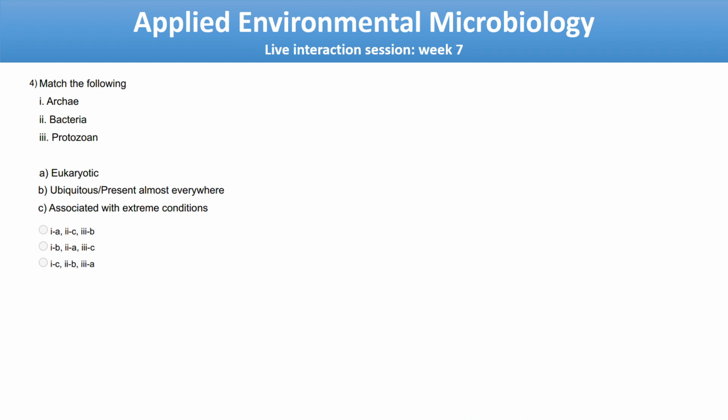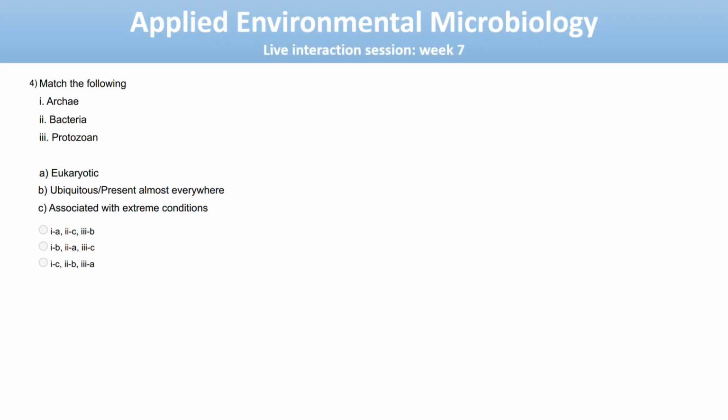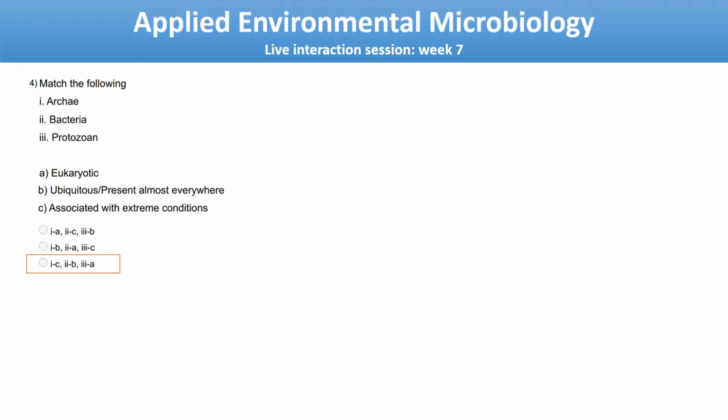Now coming to the next question, match the following. Your options are archaea, bacteria, and protozoa, and the second column has eukaryotic, ubiquitous or present almost everywhere, and associated with extreme conditions. You have to let me know what the correct option is. Yes, option 3 is the correct answer.